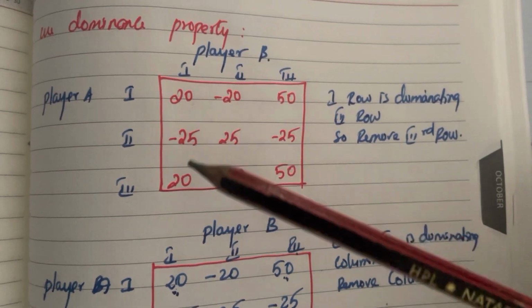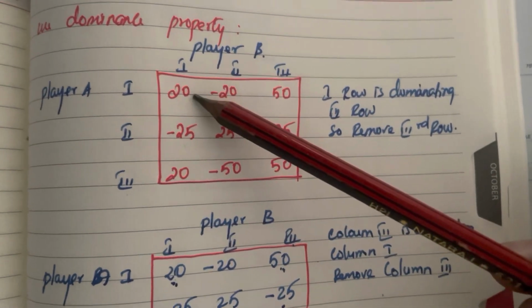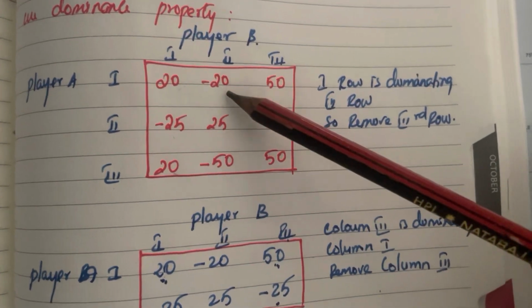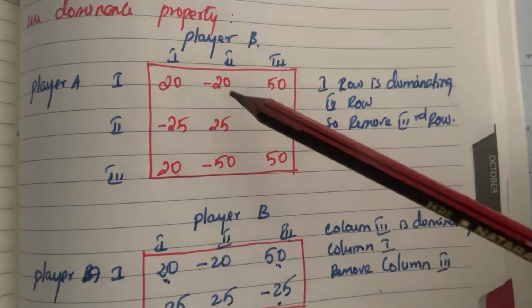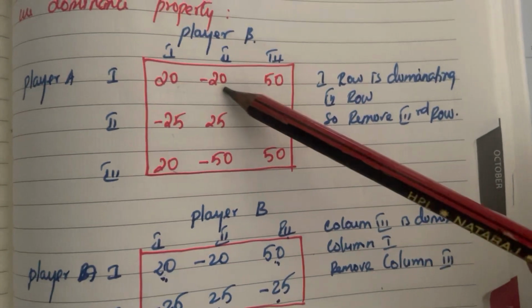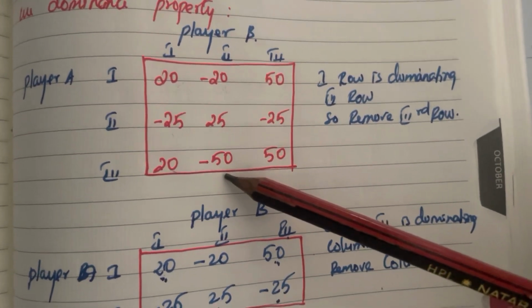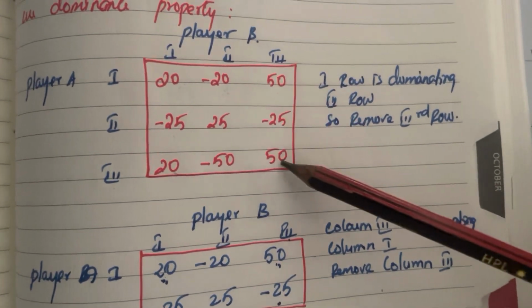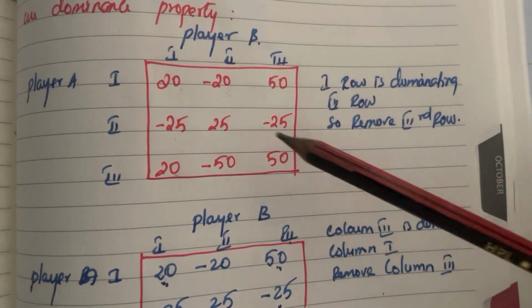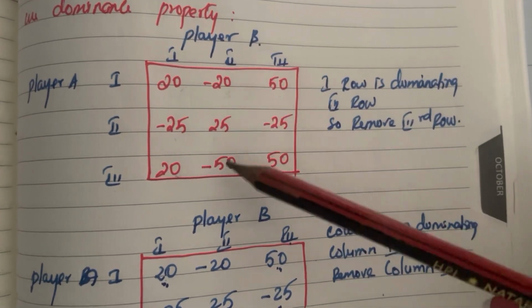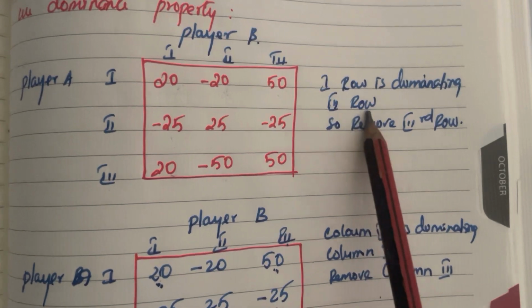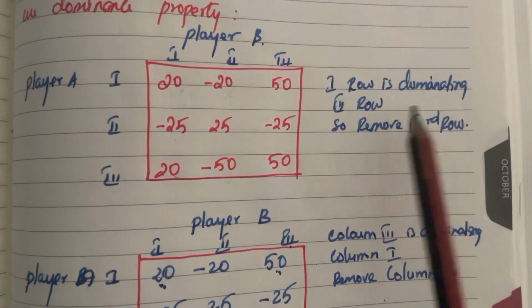Now let us check whether the first row is dominating the third row or not. Okay, so 20 and 20 are equal. So there is no domination, but it is equal. And the next ones are minus 20 and minus 50. Minus 20 is a bigger number than minus 50, so the first row is dominating the third row. And the next values are 50 and 50, both are the same. The first values 20 and 20 are the same, the third values 50 and 50 are the same. The second value is minus 20, which is dominating minus 50. That means the first row is dominating the third row.